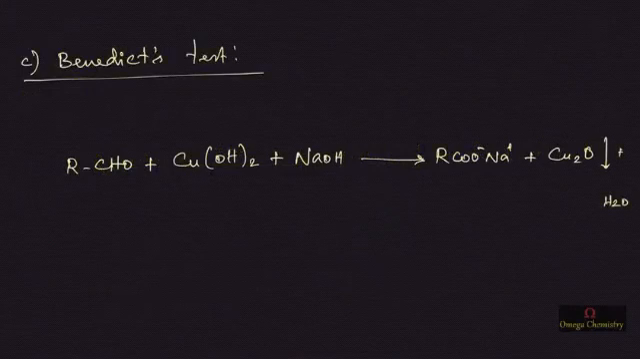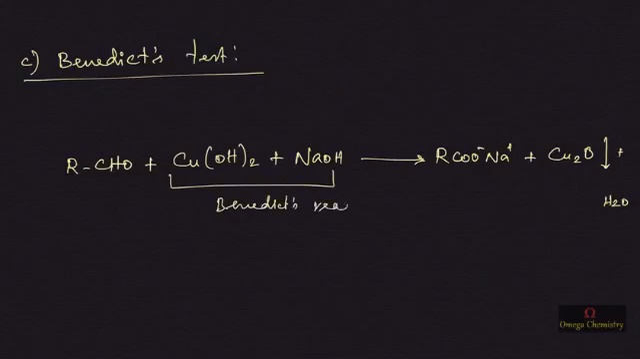The third test is Benedict's test. A mixture of cupric hydroxide and sodium hydroxide is known as Benedict's reagent. When this Benedict's reagent is added to aliphatic aldehydes, a red precipitate will be obtained, and this confirms the presence of aldehyde.